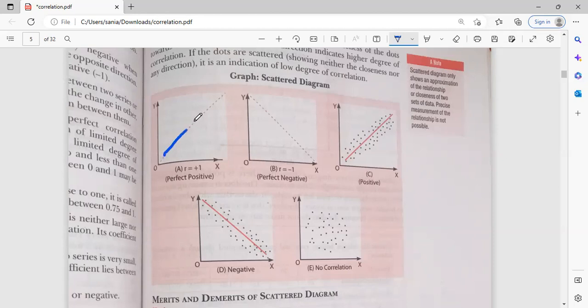If your graph goes like this, then it is perfect positive, right? If it goes like this, then it is perfect negative. If your points are scattered like this, and they are going in an upward direction, then it is only positive, not perfect. If they are coming down but forming a straight line, then it's negative. But if they are directionless, they don't have any direction, then it means no correlation. Clear?